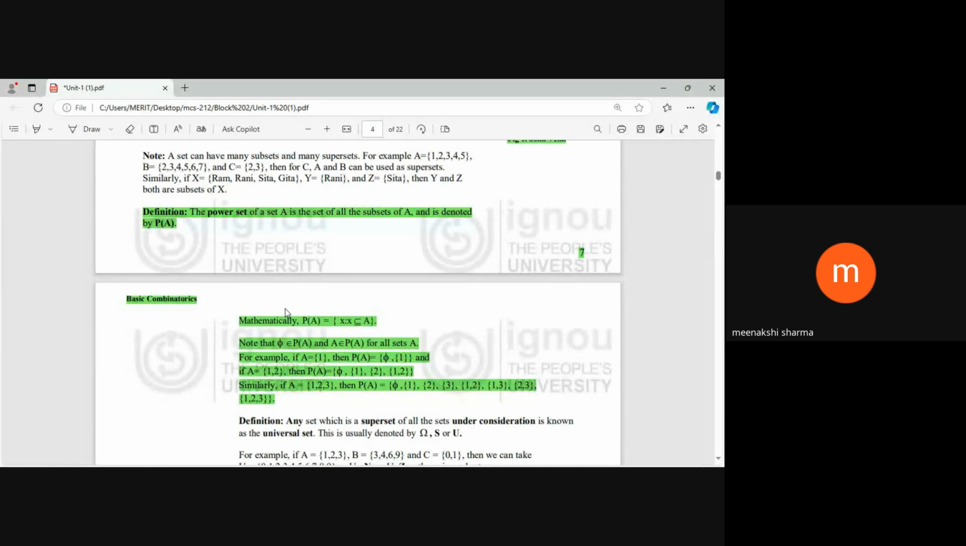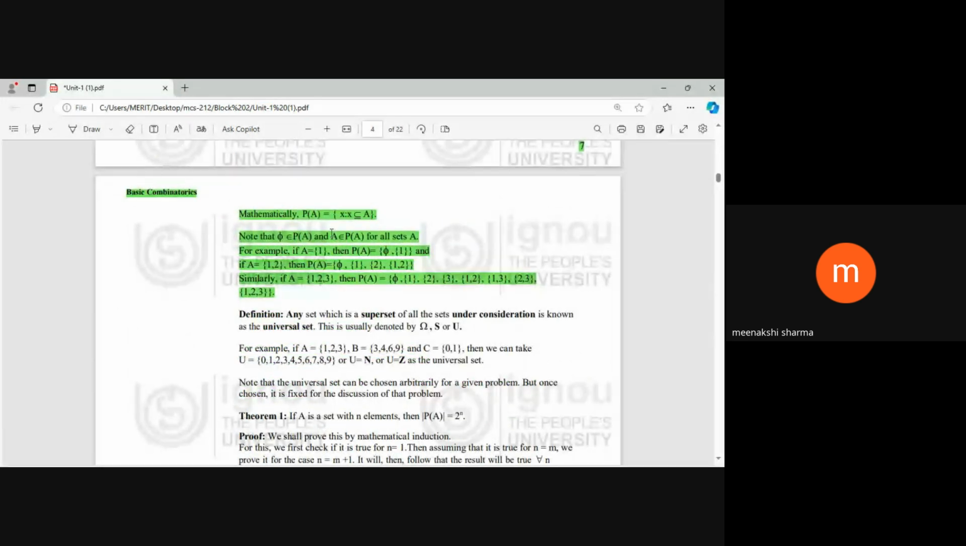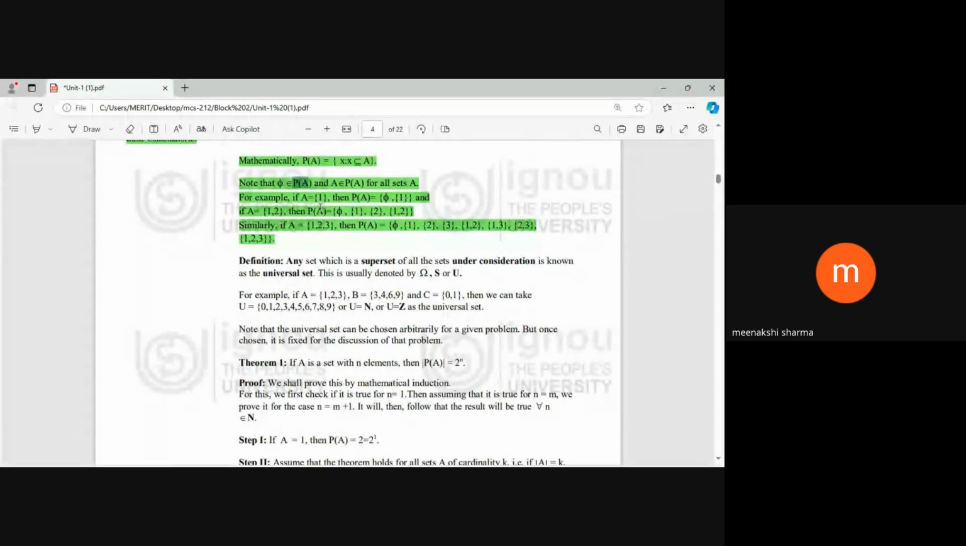Okay, students, power set. The power set of set A is the set of all the subsets of A. The set A is also a subset of A, and it is denoted by P(A). In mathematical terms, X belongs to P(A) if X is a subset of A. The empty set also belongs to the power set, and A itself also belongs to the power set.